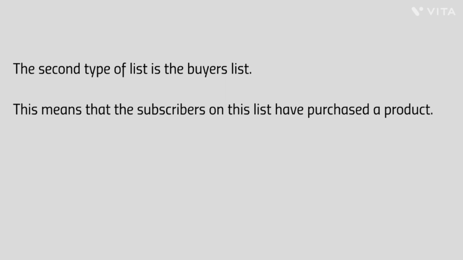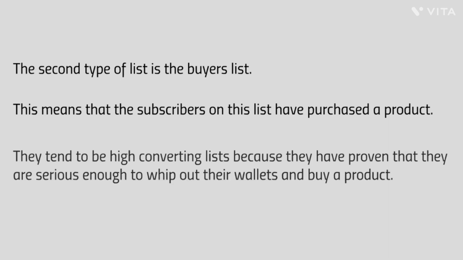Now, the second type of list is a buyer's list. This means that the subscribers on the list have actually purchased a product. So say, for example, somebody lands on your sales page and you're selling them something like a $7 or $17 item, or whatever price point it is. They buy it and are added to your list. So that is basically a buyer's list.